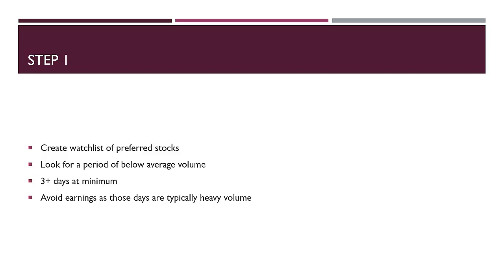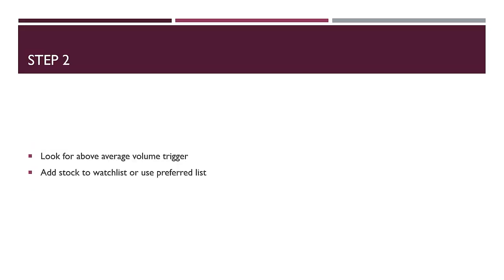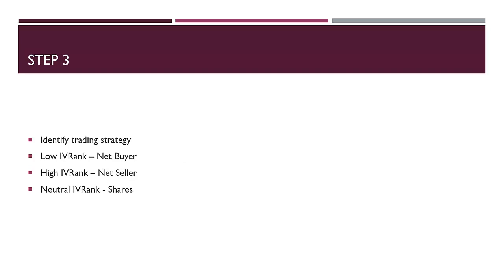If you have 500 stocks you're looking at, at some point you're not going to be able to look at all 500 in a day. In any case, you're going to look for a period of below average volume, hopefully 3 or more days, and then avoid earnings, as those days are typically heavy volume. We're going to look for above average volume as our trigger, and then add those stocks to a watch list, or like I mentioned in the first slide, use our preferred list.